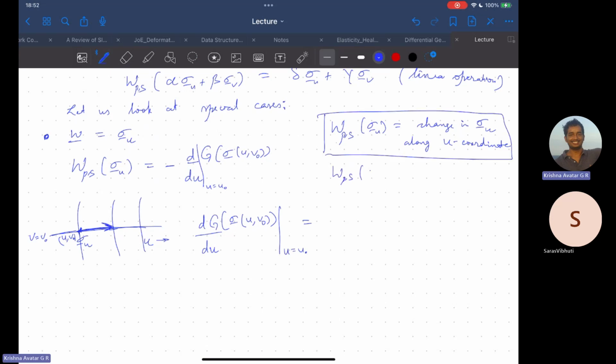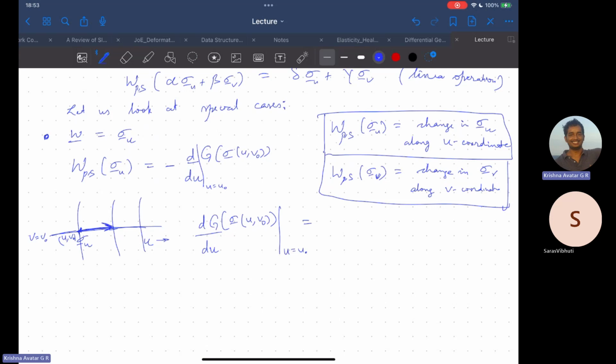And W_p of S of sigma_v equals the change in sigma_v along, say, the v coordinate lines. This is just to say that the map is defined in this manner. That's the reason I'm writing the definition. You must interpret the definition of the map to be able to understand it. That's how we are defining it, so look at the definition only.